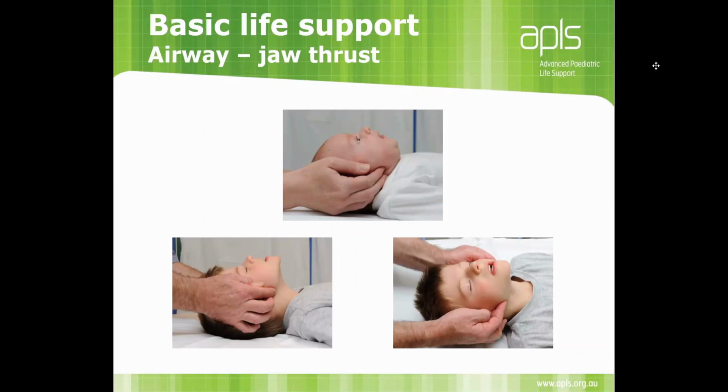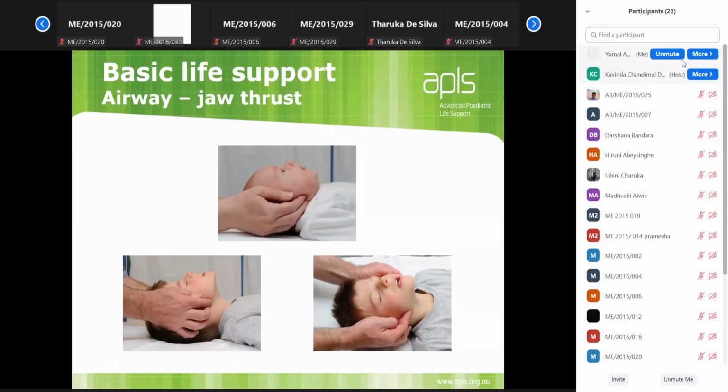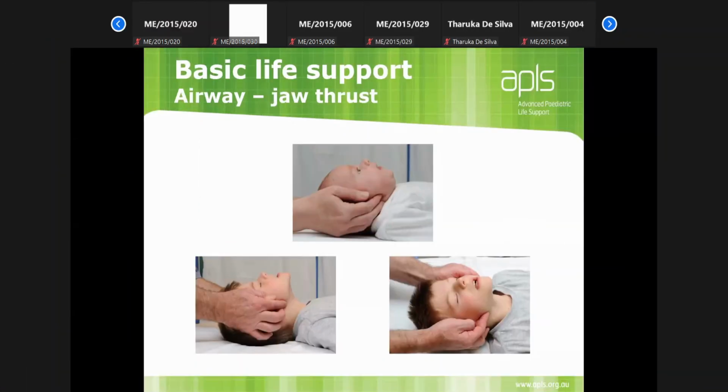So first of all, so far, if you encounter a child in a place where you cannot perform advanced care, make sure the child really needs basic life support, the child is not responsive, and then shout for help, and then apply airway opening maneuvers. So airway opening maneuvers will be done first as the chin lift and second as the jaw thrust.